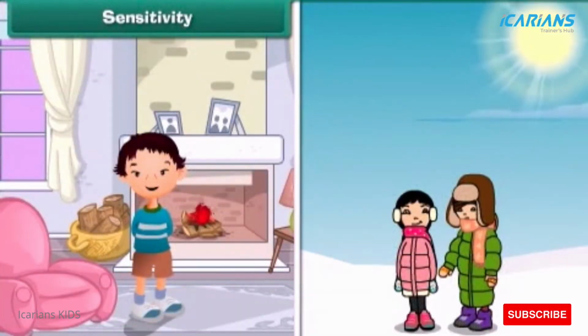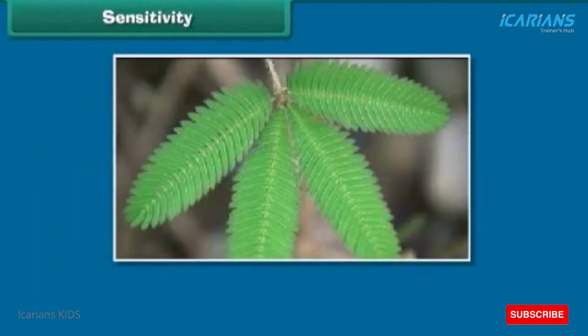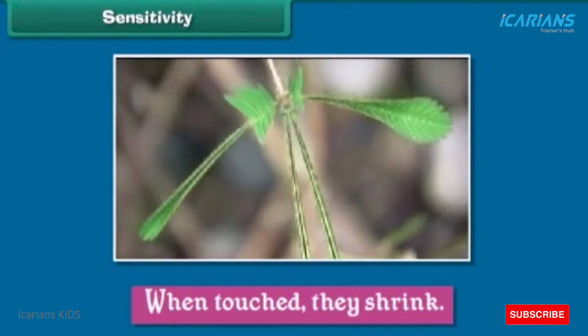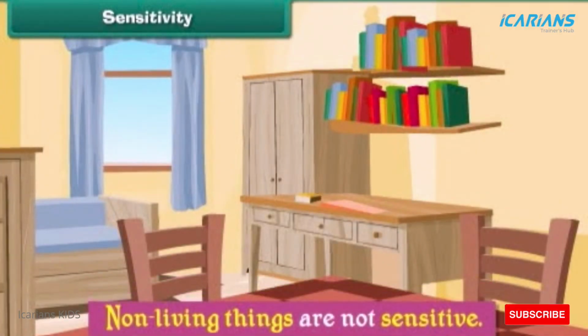Sensitivity. All living things can sense and feel the changes around them. This ability to sense and feel the changes in the environment is called sensitivity. The leaves of the touch-me-not plant are sensitive to touch. When touched, they shrink. Non-living things are not sensitive.